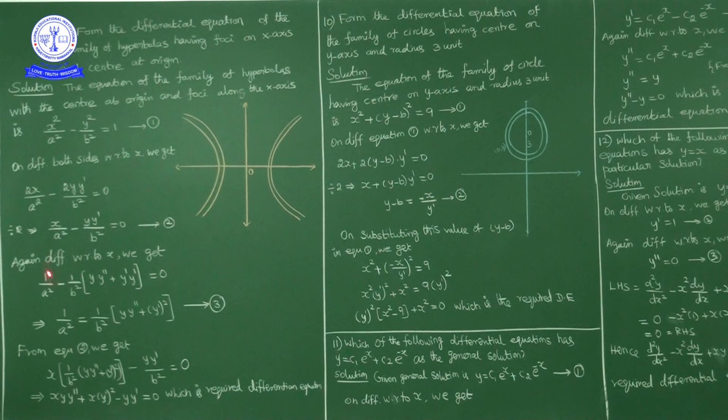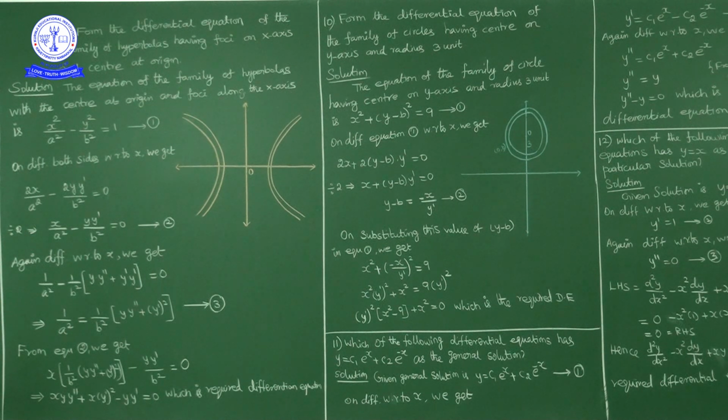So writing this term this side, what do we get? 1 by a square is equal to 1 by b square into y double dash plus y dash whole square. Okay, now I'll mark this one as 3. In place of 1 by a square, I'll substitute this quantity in equation 1 or equation 2. I'll substitute in equation 2. So what do we have? x by a square, so x into 1 by a square is this quantity, no? So we have 1 by b square into y double dash plus y dash square, minus y dash upon b square equal to 0.